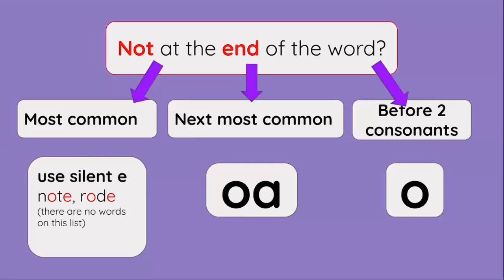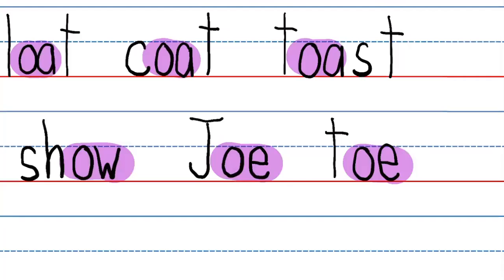And then when it's not at the end of the word, the other way to spell it is with the O-A right here. O-A. And we don't have any words on this list where we have the O with a silent E at the end. That's it. Those were our basic words. We had some bonus words this week.